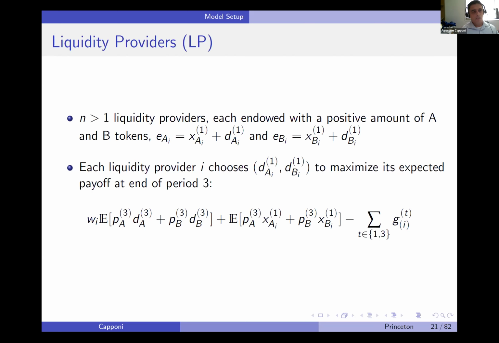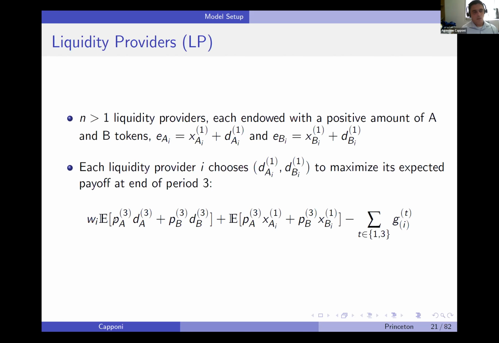Now they want to split this into the amount that they will deposit and the amount that they will take out. So D is the amount of tokens that liquidity provider I is depositing, and X is the amount of tokens that liquidity provider I is taking out of the pool. So it's not depositing. And each liquidity provider has a share of the pool, which I'm denoting by WI. What they want to maximize is the total value at the end of all periods, when the arbitrageurs have already come and executed their trades.